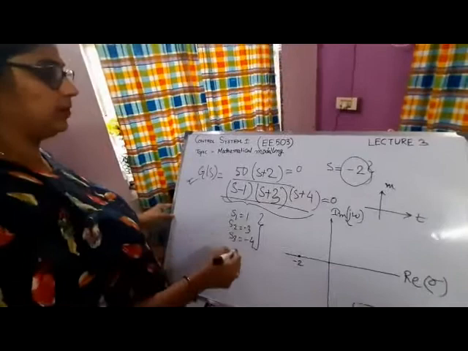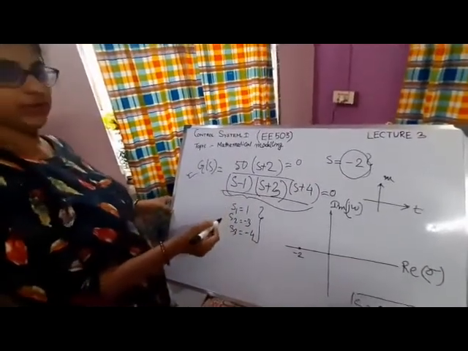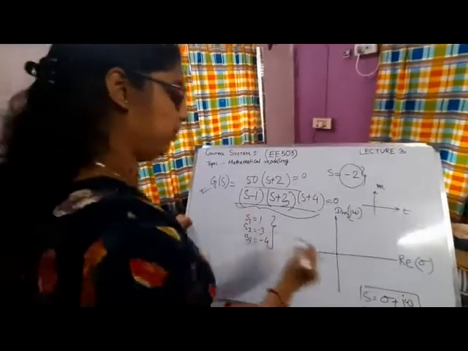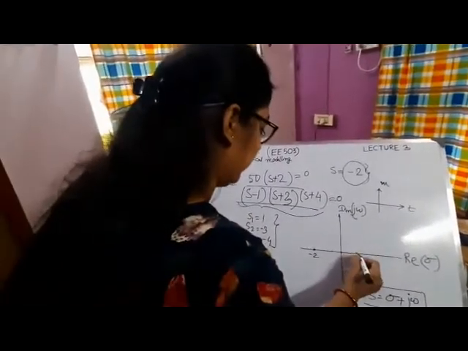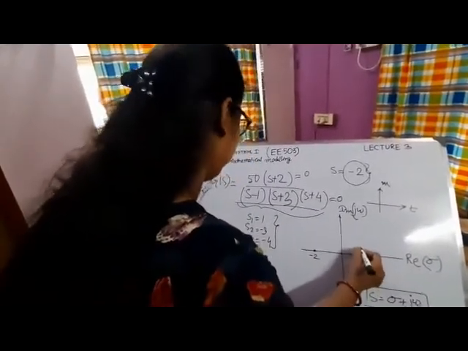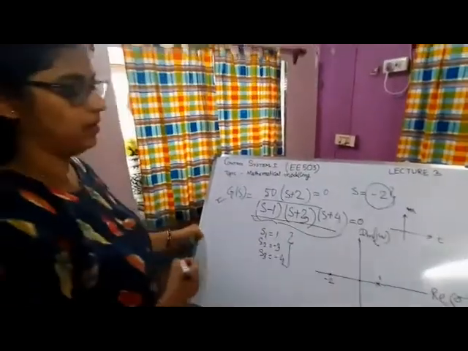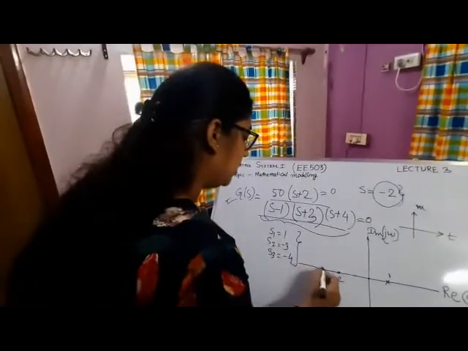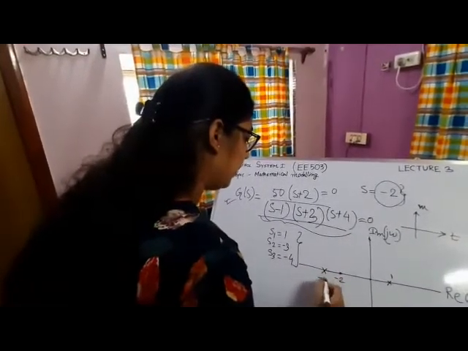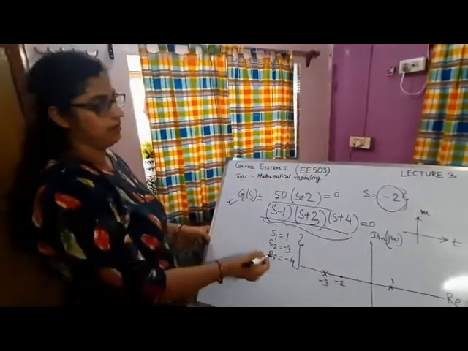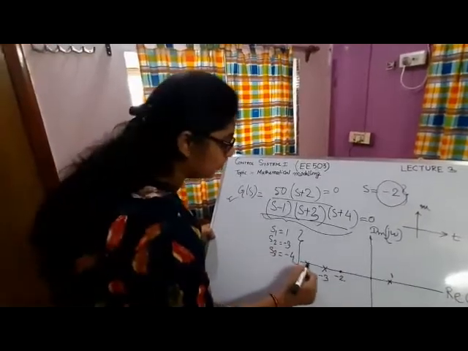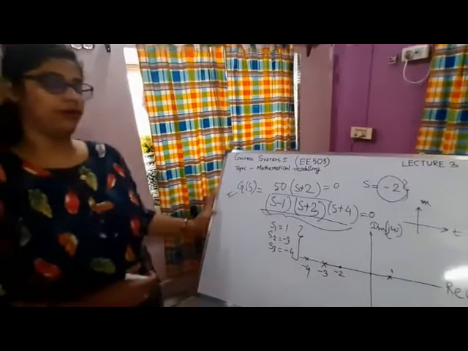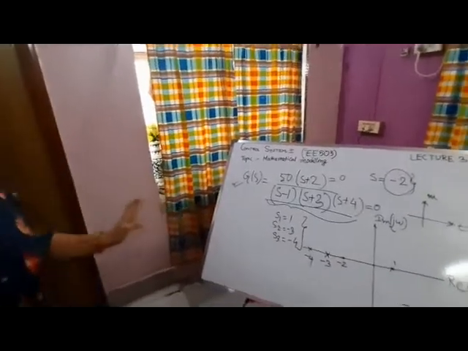Next is the representation of poles, and poles are represented by a cross. So at plus 1 there is a pole, so at plus 1 we will give one cross, that is s is equal to 1, there is one pole. Another pole is located at minus 3, so we will put a cross at minus 3, and another is at minus 4. So these are the pole locations and zero locations of a transfer function.